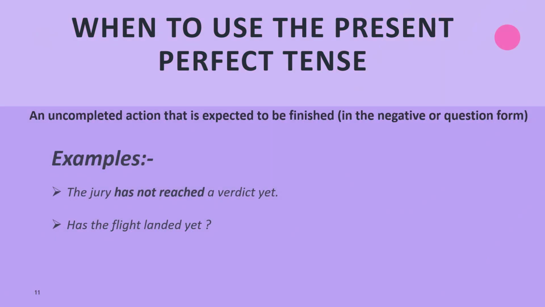An uncompleted action that is expected to be finished. It is used to describe an uncompleted action, means the action has started in the past but was not completed, but it is likely to be completed in the future. It is used in the negative or in the question form. For example, the jury has not reached a verdict yet. The judge has not reached his judgment yet, but he will reach his judgment soon.